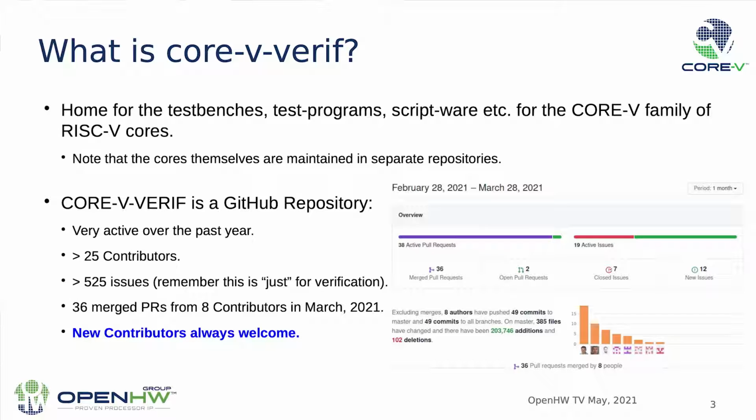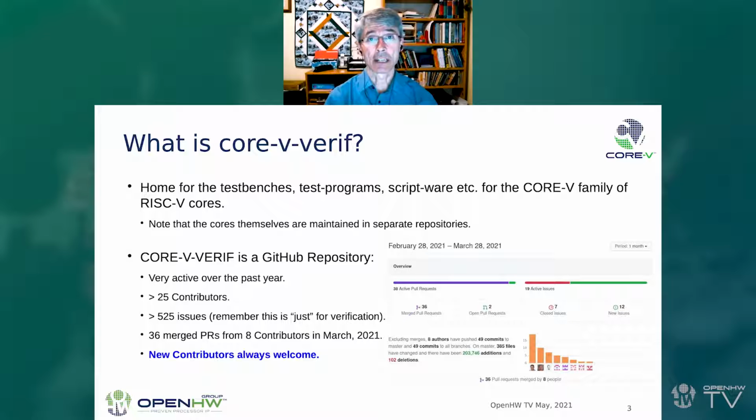So what is core-v-verif? At the end of the day, it's a GitHub repository. This is where the verification environment is, the test benches, the test programs, the scriptware for all of our core-v family of cores. So the cores themselves aren't there, but the verification environment for all of them is in the core-v-verif GitHub repository. It's a very active project. On any given month, we'll get about 30 pull requests. We've got 25 to 30 contributors each month. New contributors are always welcome, and I'll show you how we work together.